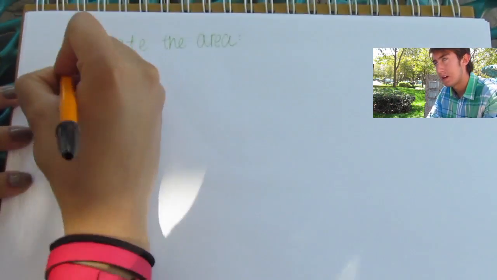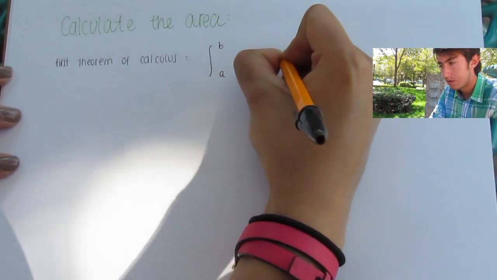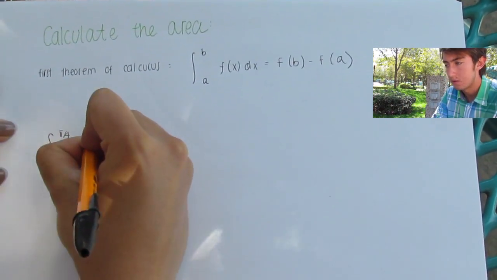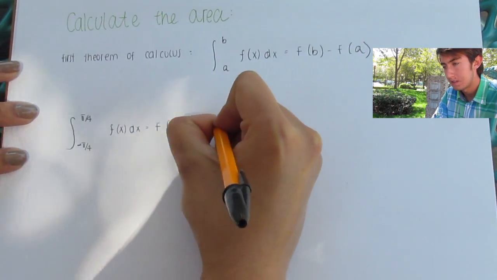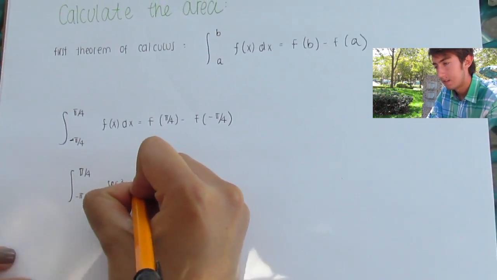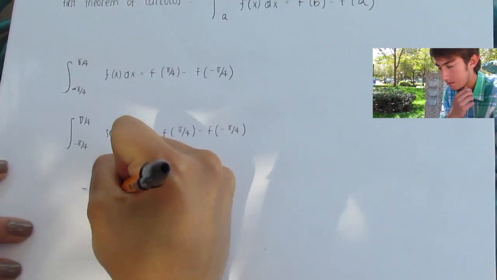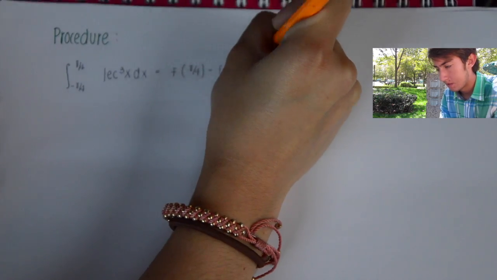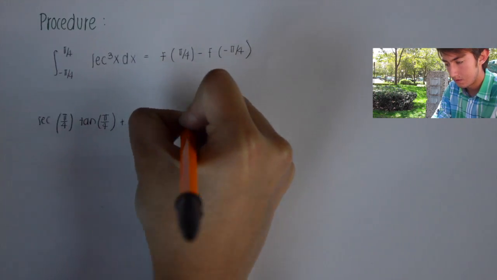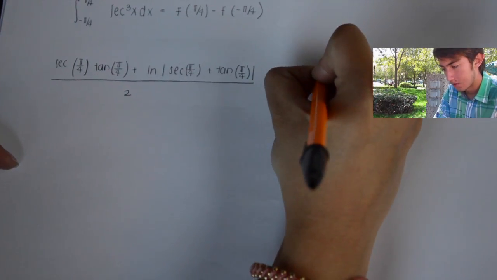In order to get the area of the region we are asked for, we have to use the first theorem of calculus, which states that if f is continuous on the closed interval a b and F is the indefinite integral of f on a to b, then the integral from a to b of f of x dx equals F of b minus F of a. So here we have to substitute the values of pi fourths and minus pi fourths into F and subtract.